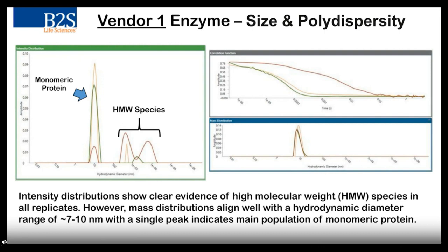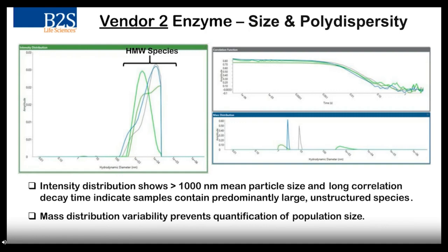On the right-hand side, top, you have the correlation function, which is a mathematical representation of the scattering pattern within the sample. And then on the right-hand side bottom, you have the mass distribution, which is a corrected representation of the population within the sample.